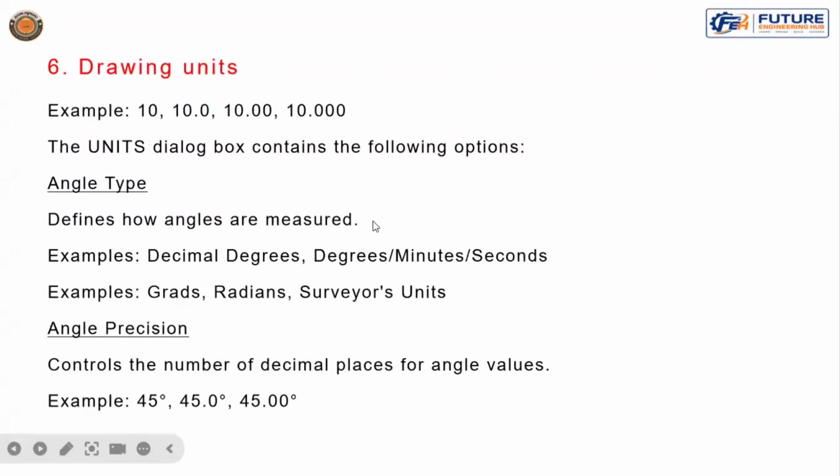The unit dialog box also contains the angle type option. It defines how angles are measured. For every drawing project, consider degrees as the angular measurement. What you have to say? In degree, minute, second, gradient, radian, and surveyor unit. Angle precision controls the number of decimal places for angle value. 45 degree, 0.0, 0.00. Clear up here? Understand totally?